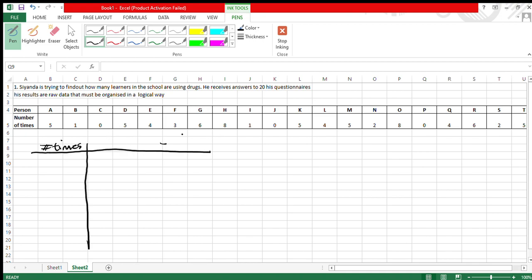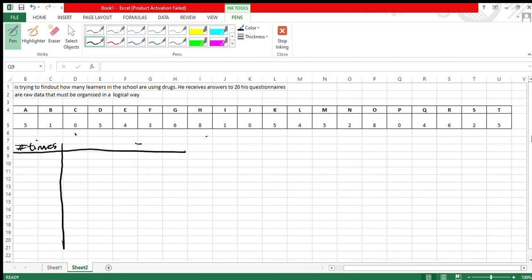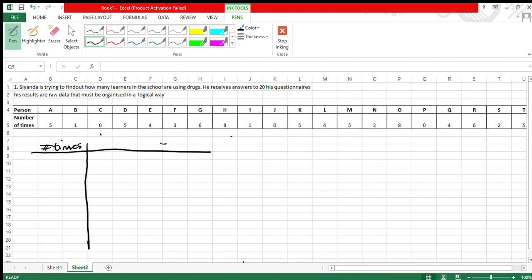So we see that the lowest number here is 0, and the highest number in our data is 8. That's how long our data is. Let's start by writing the lowest number up until the highest number. The lowest number is 0. The next numbers are 1, 2, 3, 4, 5, 6, 7, the highest number being 8. So we can just stop here at 8.